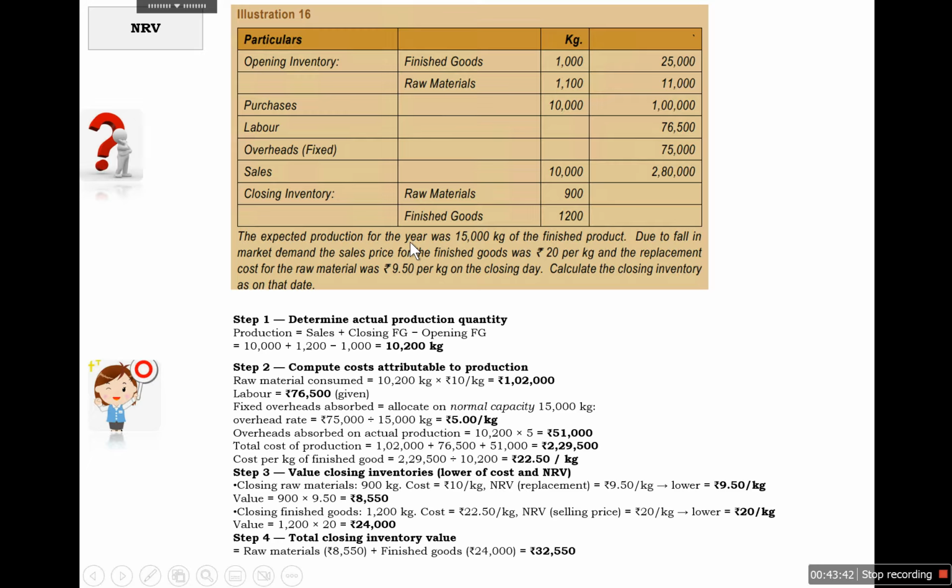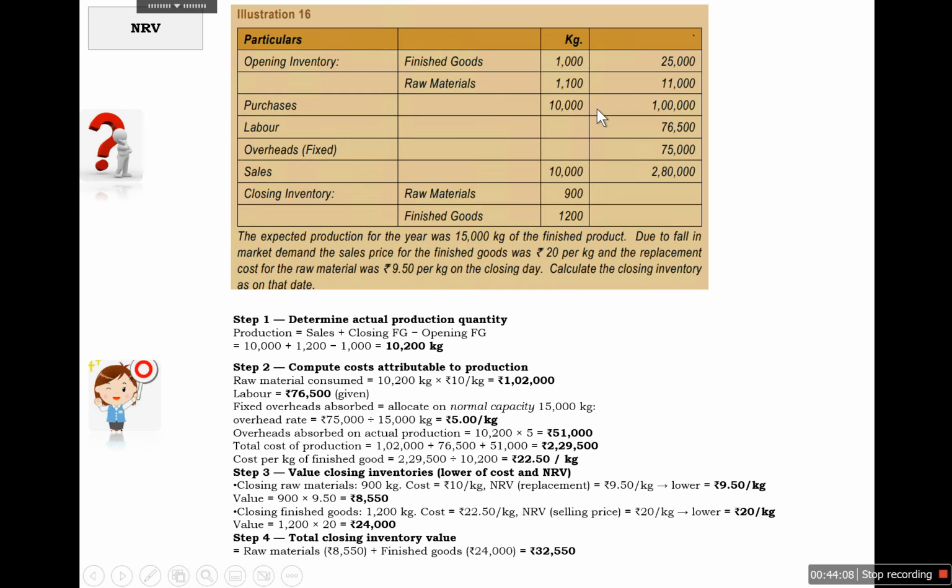The expected production for every year is 15,000. So this is a normal capacity that is given in the question. Due to fall in the market demand, the sale price of the finished goods was 20 per kg and the replacement cost of the raw material is 9.5 per kg. Calculate the closing inventory as on the date.